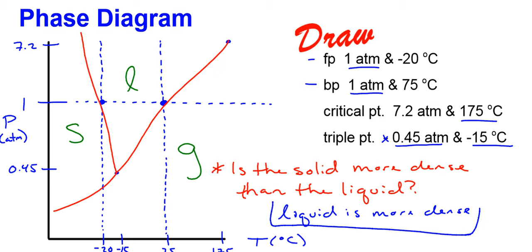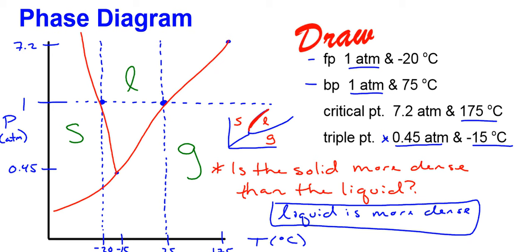So what would that have to look like before we move on? What would that have to look like to have a more dense solid? Well, if I just drew a really generic picture, it would have to look like this, where you have your solid, your liquid, and your gas. Now my solid has a positive slope, and that area is sitting above that liquid area, so it's more dense.